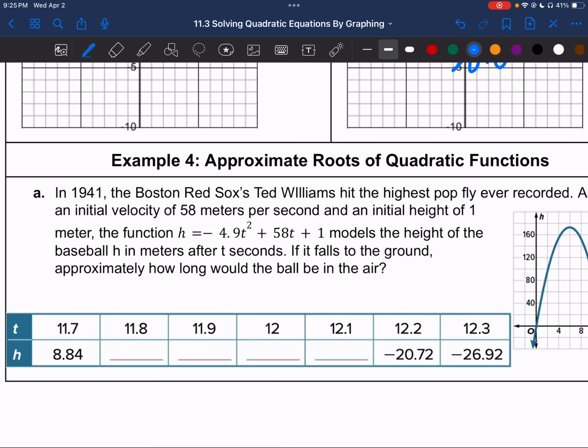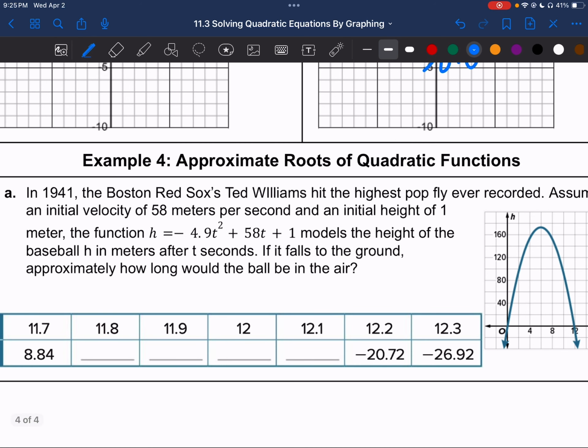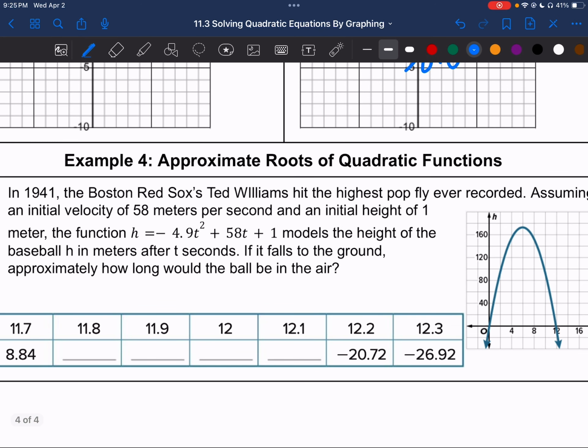All right, our last one here, we've got approximating square roots of quadratic functions. In 1941, the Boston Red Sox's Ted Williams hit the highest pop fly ever recorded. Assuming an initial velocity of 58 meters per second and an initial height of 1 meter, the function h equals negative 4.9 t squared plus 58t plus 1 models the height of the baseball h in meters after t seconds. If it falls to the ground, approximately how long will the ball be in the air?